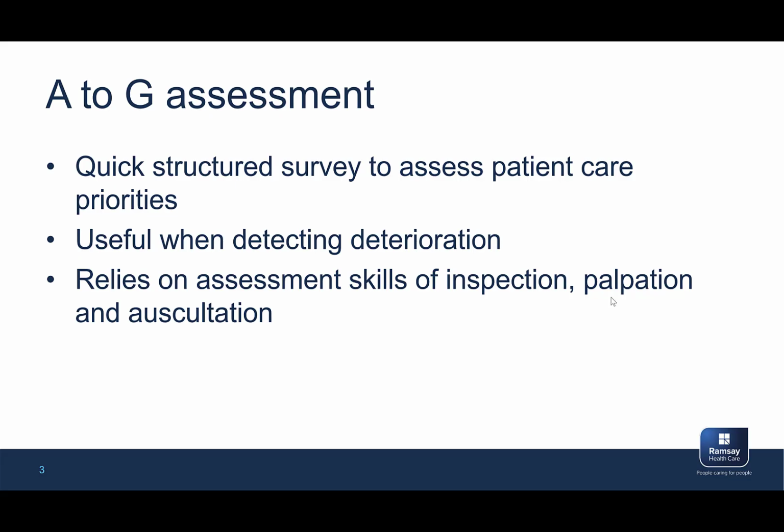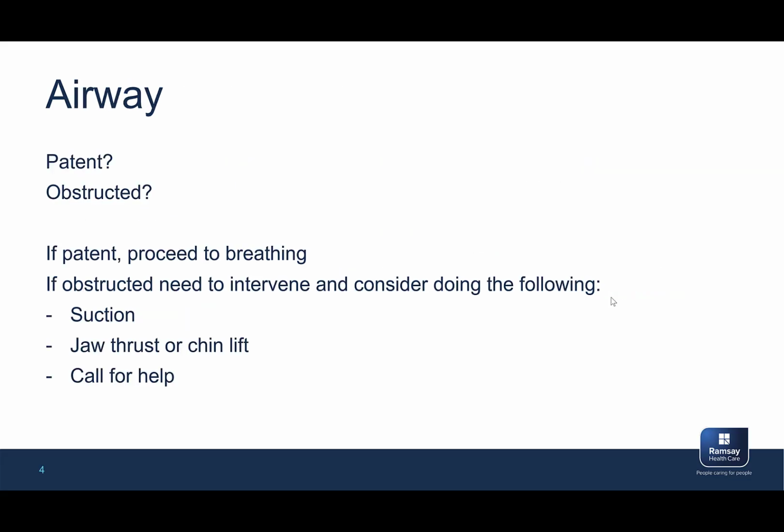So, first things first, the A to G assessment is a quick, structured survey that helps to assess patient care priorities. It's a very useful tool when detecting deterioration, and it relies on the assessment skills of inspection, palpation, and auscultation. First letter stands for the airway.